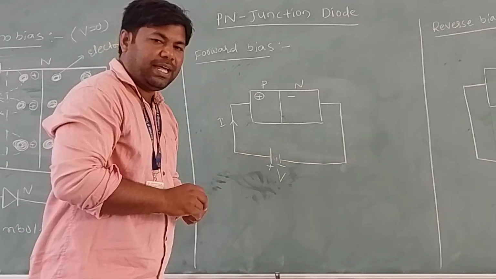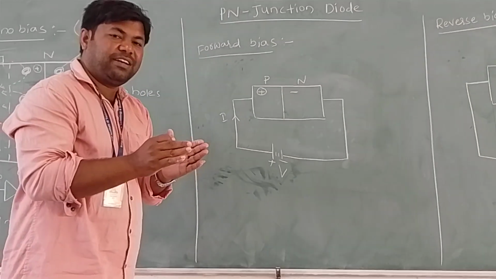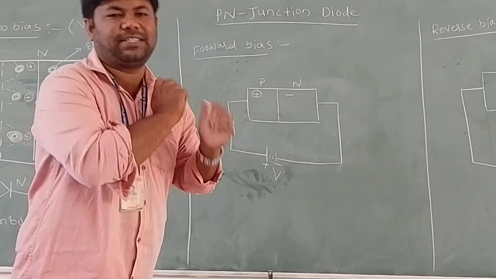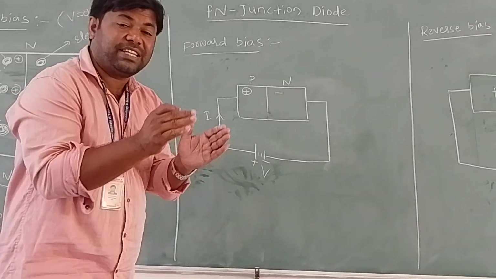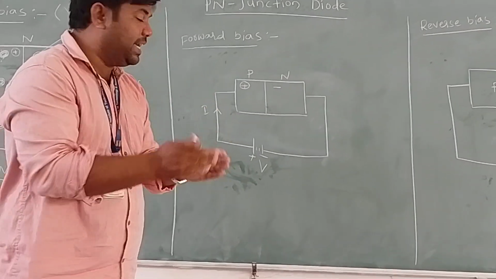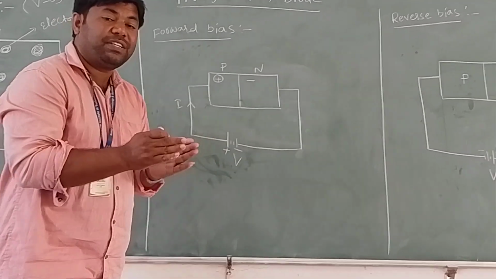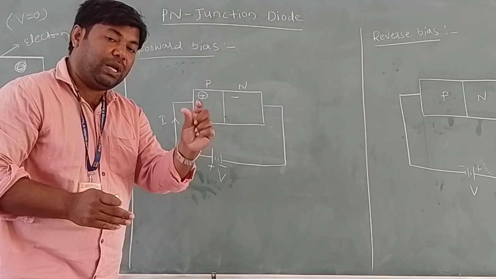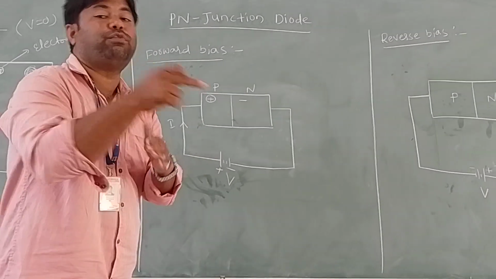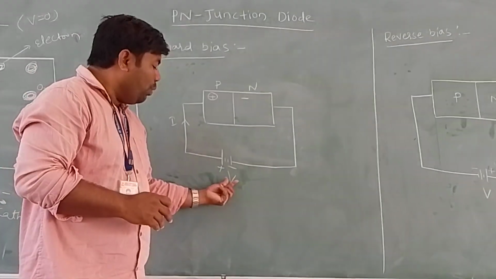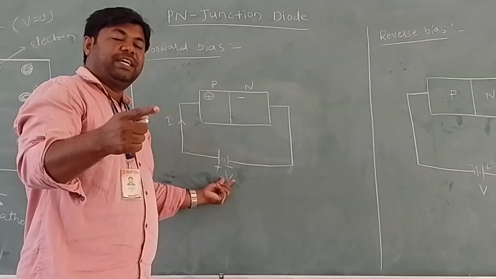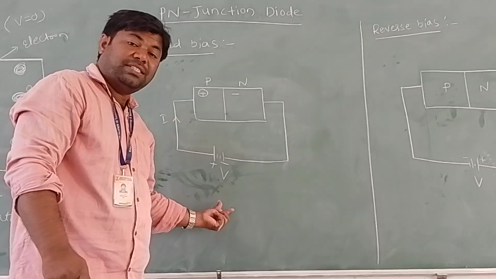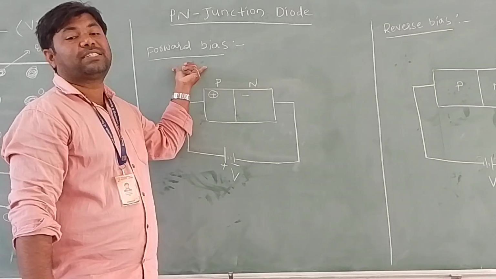So what will happen here? The depletion region width will decrease. It offers very low resistance, and whenever it offers low resistance, high current will flow. That means as the voltage increases, the current also increases in the forward bias condition.